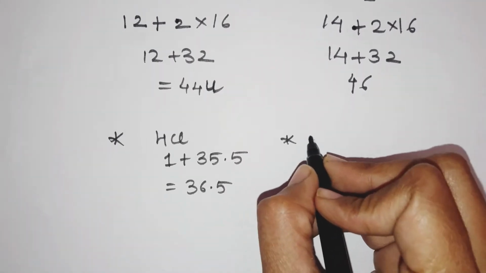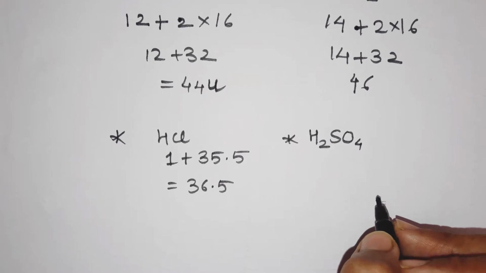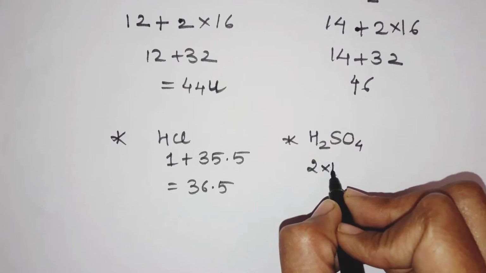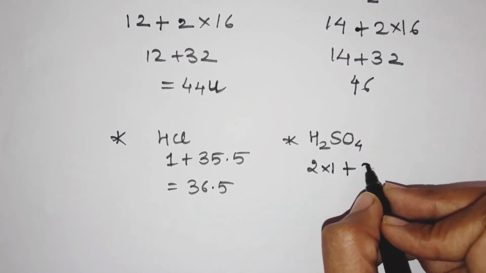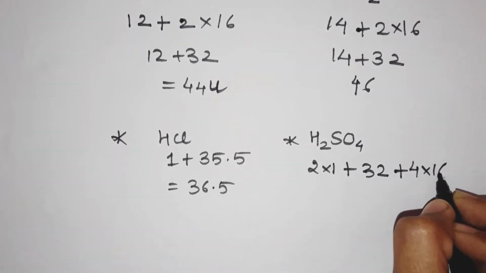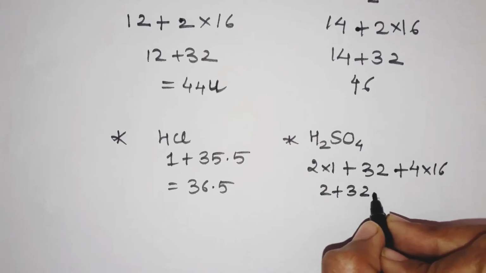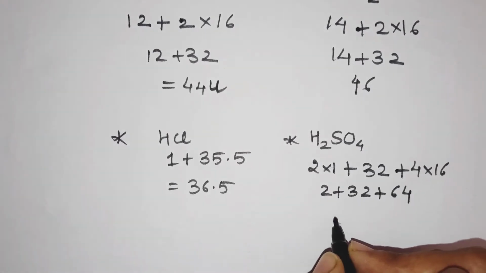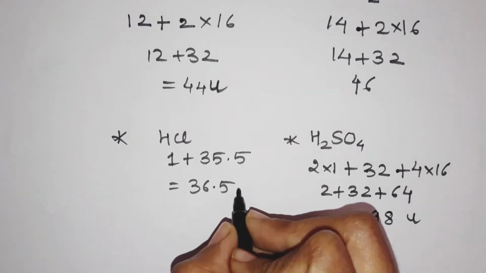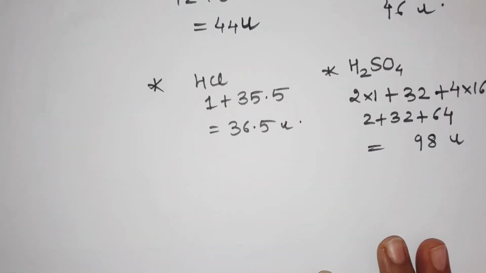Another example can be a very common acid, sulfuric acid. This is used in car batteries, as you know. So sulfuric acid has two hydrogen atoms, so 2 into 1, plus sulfur has an atomic mass 32, plus oxygen again 16 into 4. So this is 2 plus 32 plus 64. This is equal to 98. Okay, so the molecular mass is 98.